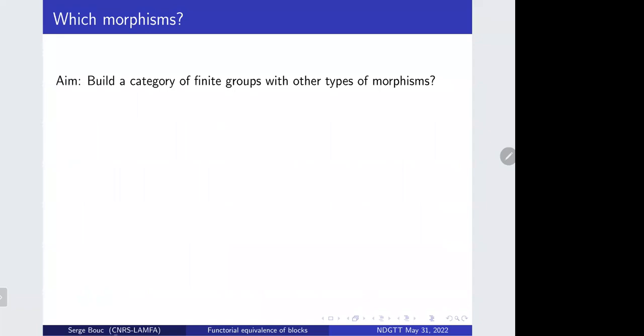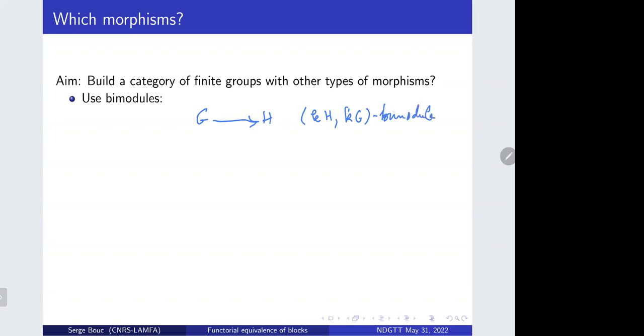Right. So let me come back to my aim. My aim is to build a category of finite groups with a different type or other type of morphism. The first idea would be to come back to this group algebra and use bimodules. So possibly a morphism from G to H would be simply a KH-KG bimodule.